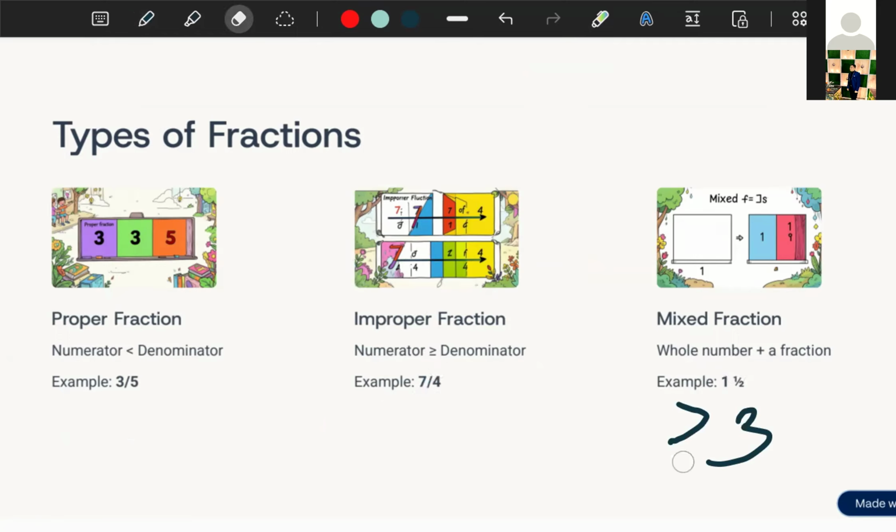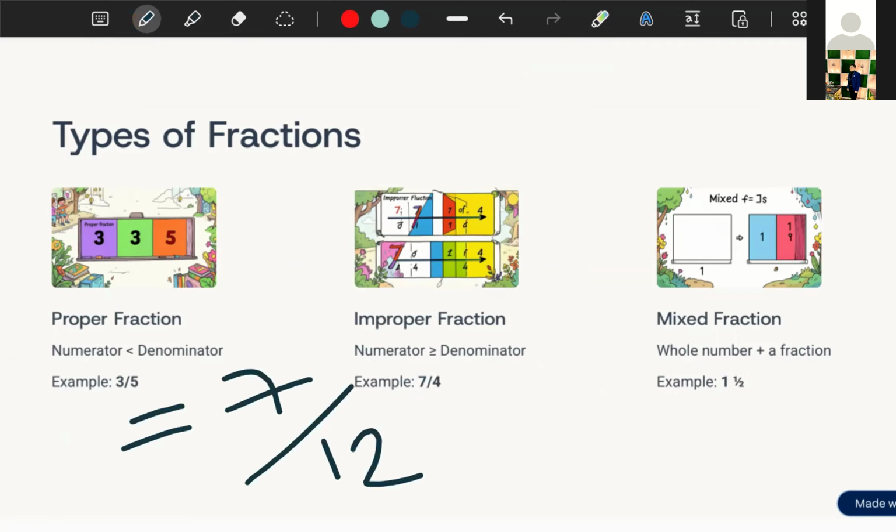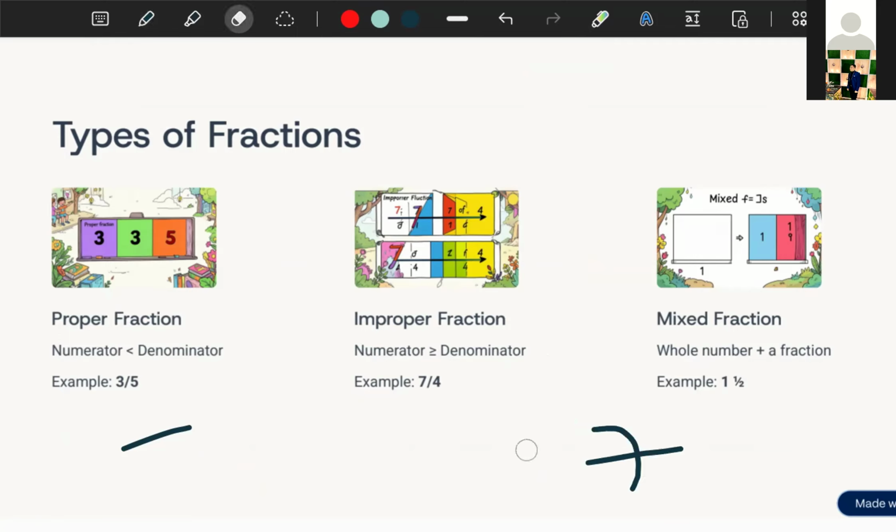Now we come to the second type of fraction, and that is improper fraction. The last examples we used, 7 upon 12 or 5 upon 7, are all examples of a proper fraction. But an improper fraction is just the opposite of a proper fraction. In a proper fraction, we check that the numerator value must be smaller than the denominator value. In an improper fraction, just the opposite: the numerator value should be greater than or equal to the denominator.